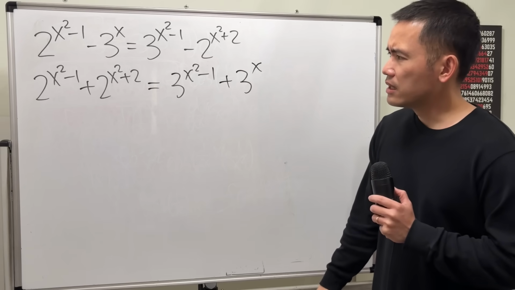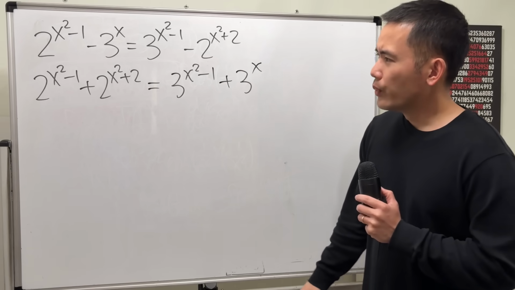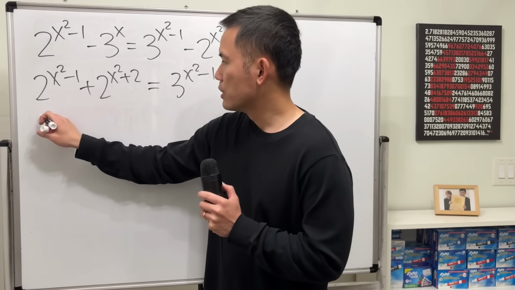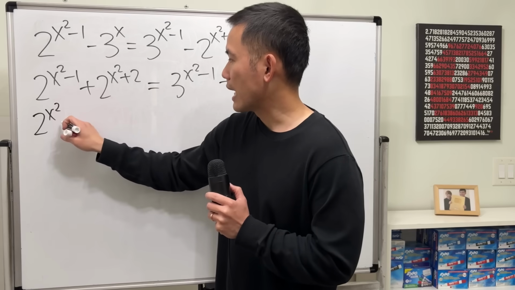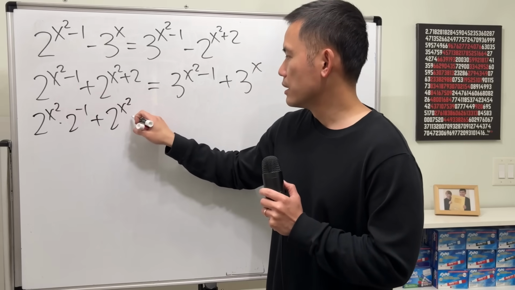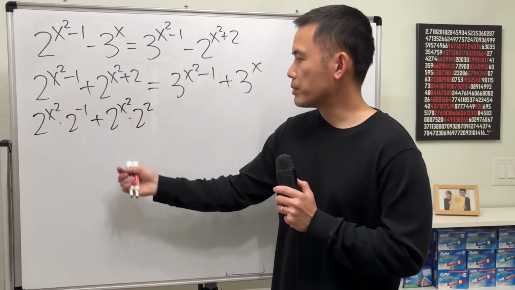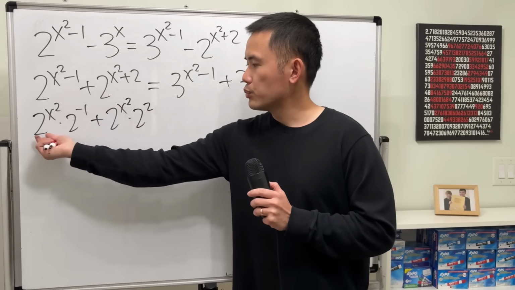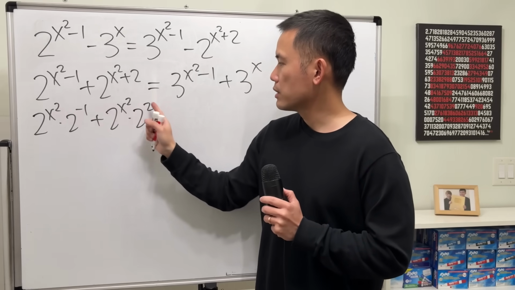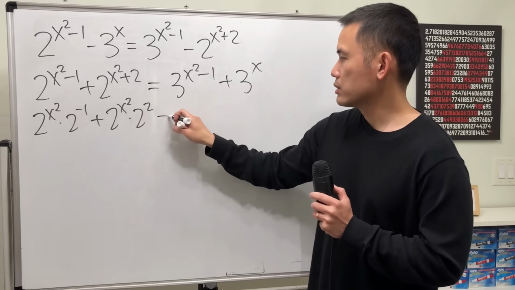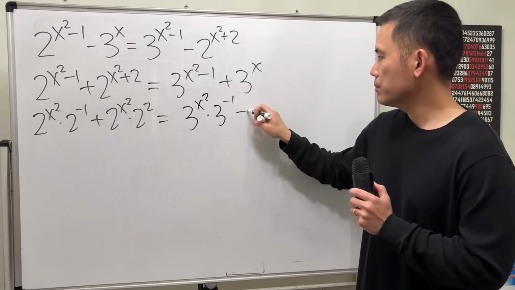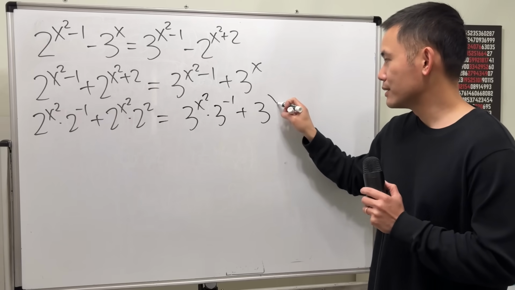Okay. And now we can use the rule of exponent to simplify this a little bit. So this right here is 2^(x²) times 2^(−1). Similarly, 2^(x²) times 2^2. Because remember, when we multiply two things with the same base, we just combine the exponents. So x² plus 2. And then we do the rest right here. So 3^(x²) times 3^(−1) plus 3^x. Okay.